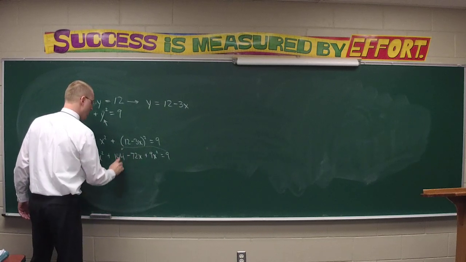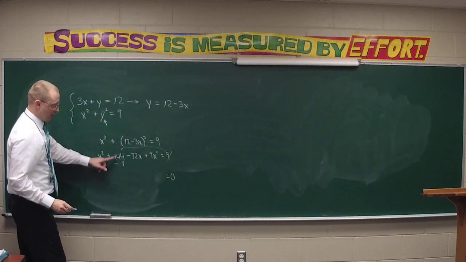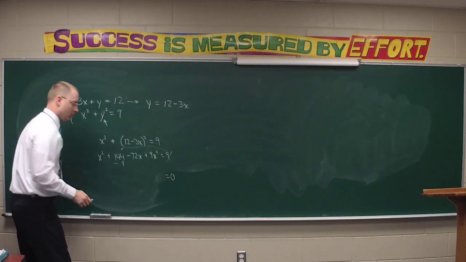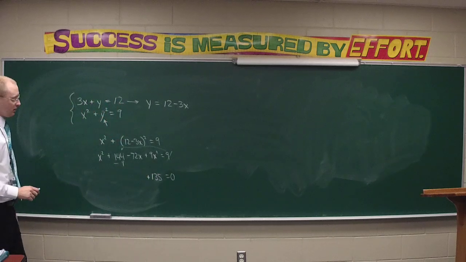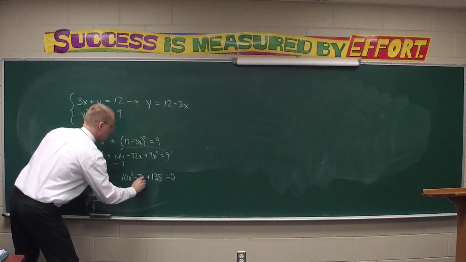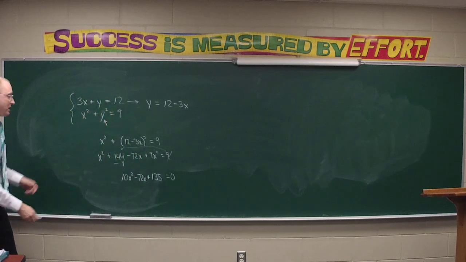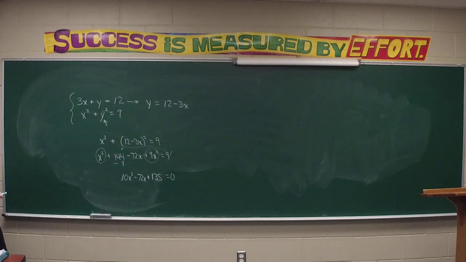Okay, move that 9 over. I put it right here with the 144 to set it equal to 0. Right here, that 144 minus 9 is a positive 135. I'm going to put that at the end, okay? There we go. So we have the 10x squared as we combine the x squared and the 9x squared, then the negative 72x, then the positive 135.